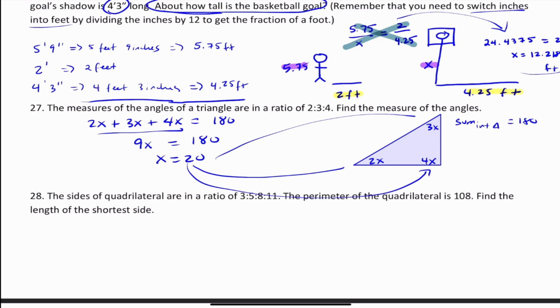So 2 times 20 is 40 degrees. 4x, or 4 times 20, is 80 degrees. And 3x, or 3 times 20, is 60 degrees. So 60 degrees, 40 degrees, and 80 degrees are your answers.